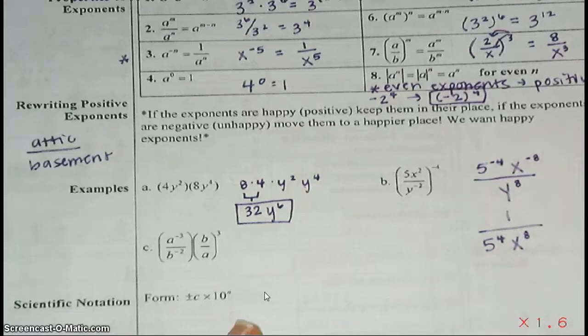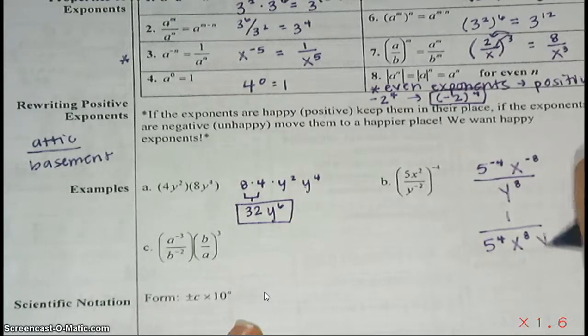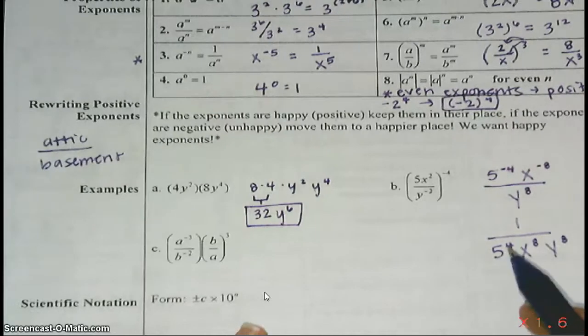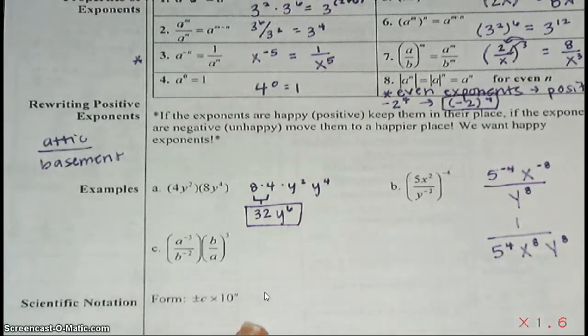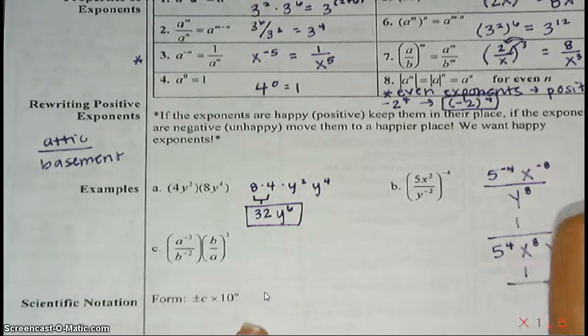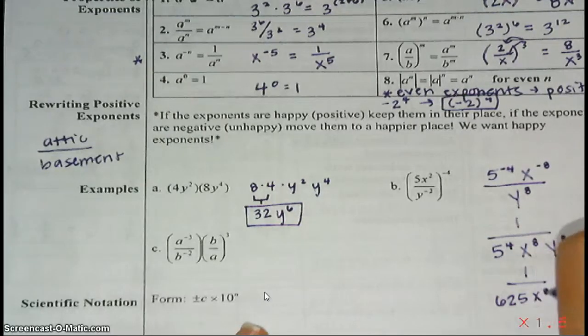Y to the 8, that's already positive. It's happy where it is. You can keep it in the basement. Last step, just take any number and raise it to the value that it's given. For example, 5 to the 4th is 625, so this is going to be 1 over 625. X to the 8th, y to the 8th.